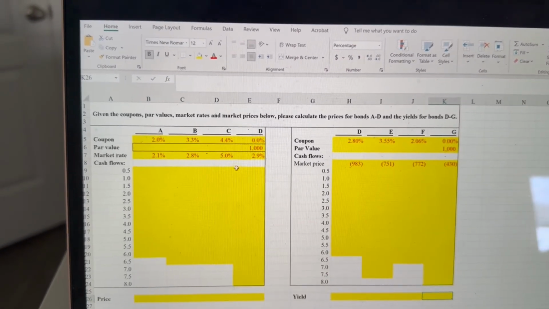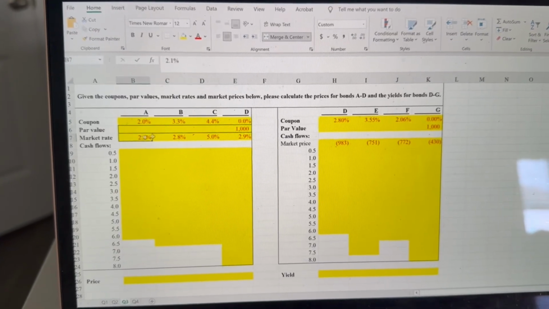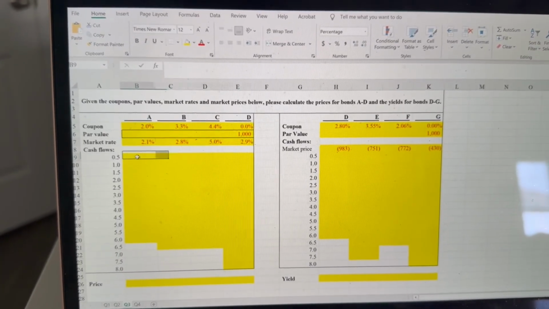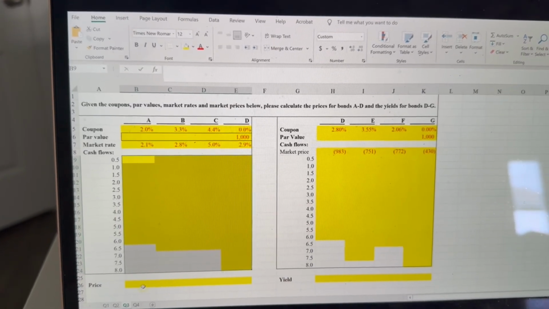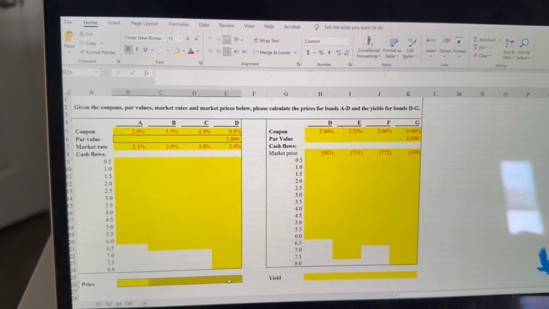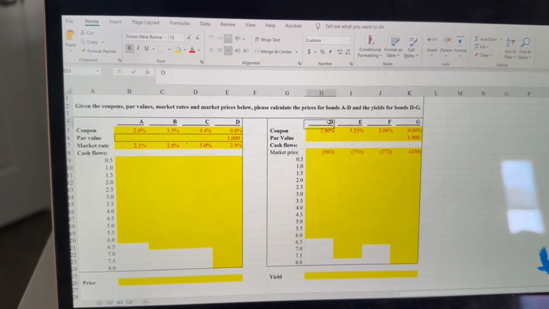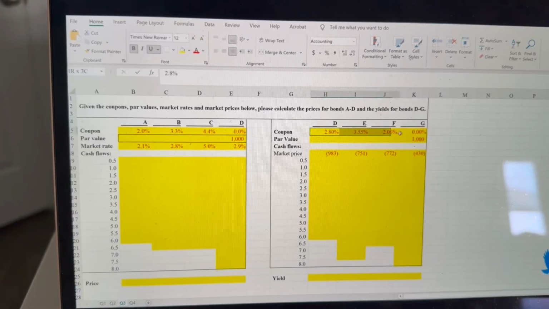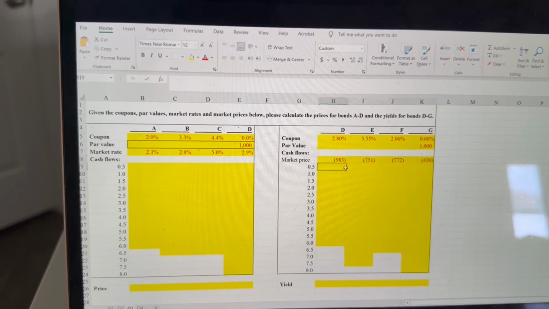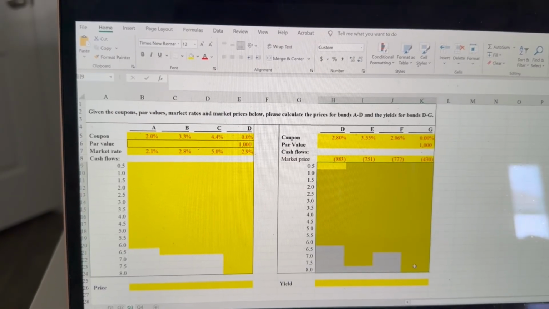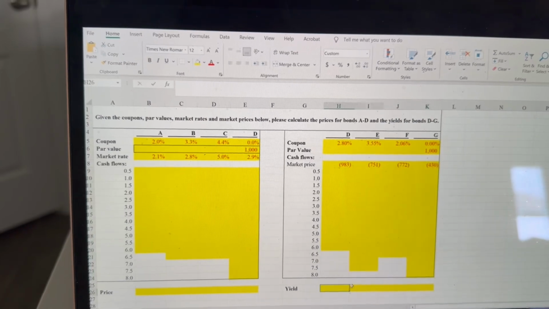Part 3, we're looking at some bonds. You're given coupons, par value, and the market discount rate for the bonds, and then you're going to run the coupon payments as cash flows, and you're going to use the NPV function to calculate the price. This is for bonds A, B, C. For bonds D, E, F, and G, you're given the coupons, the par value, and the prices. So you're going to run the IRR function on the cash flows, which are the coupon payments, so you can back into the yield.